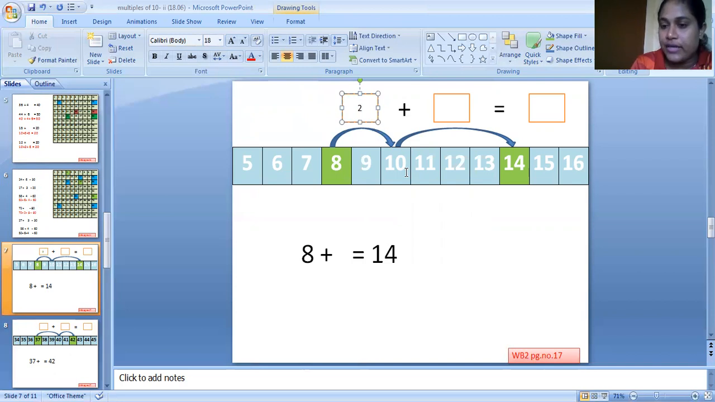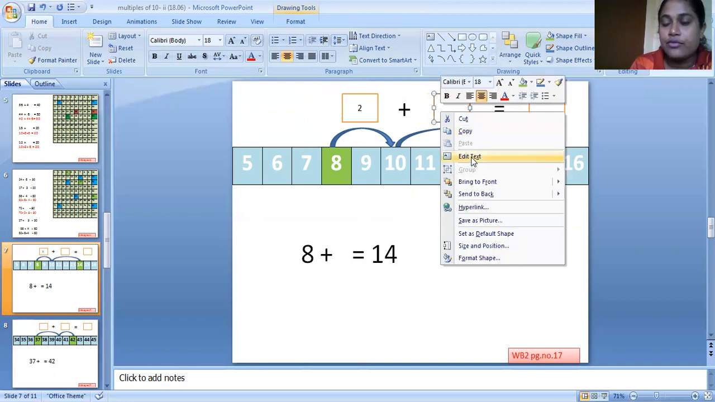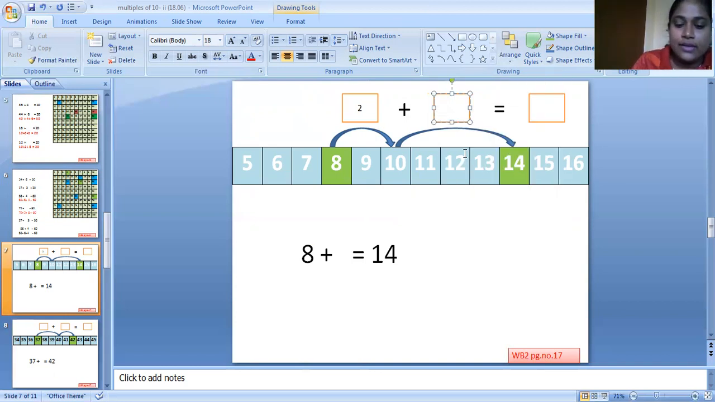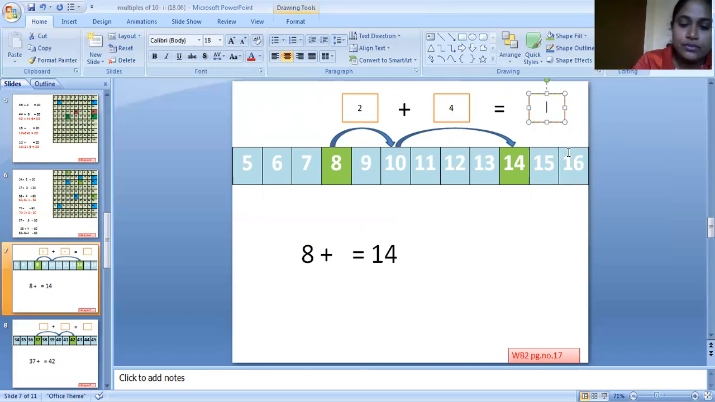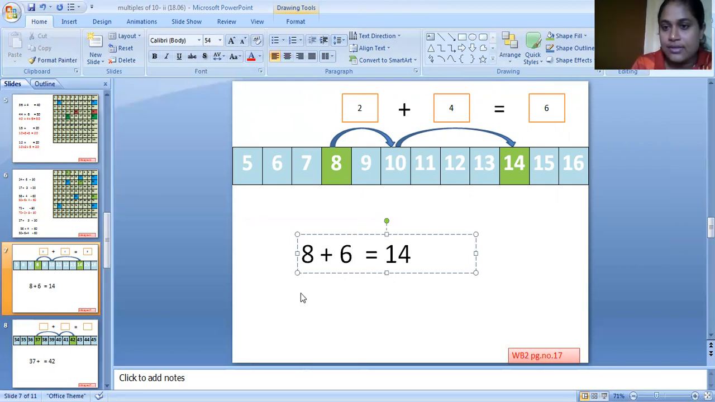And now I should find the answer and I should continue my jump. 1, 2, 3, 4. Here I have to jump 4 times to find my answer. So 4 plus 2 is equal, we know 4 plus 2 is equal to 6. So we can write here 6 as the answer.